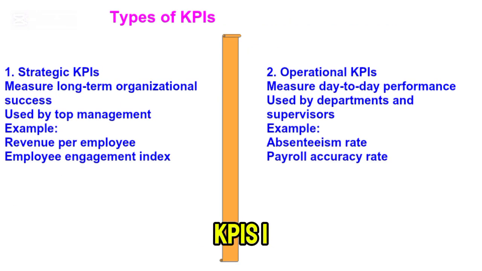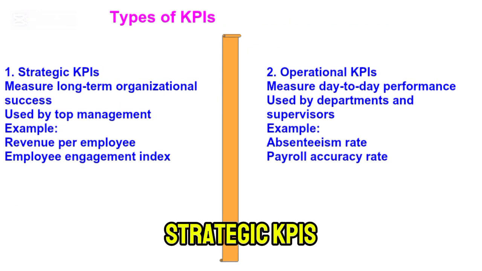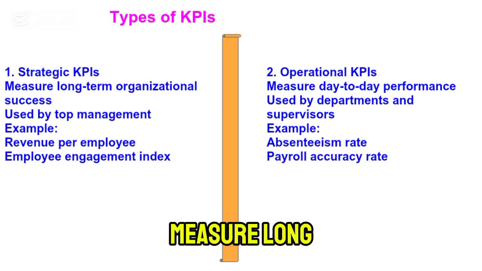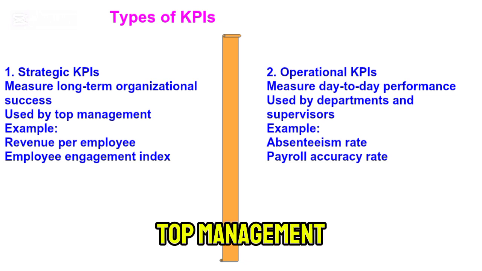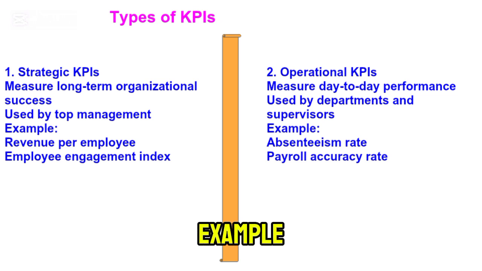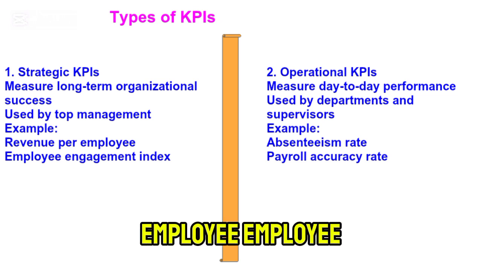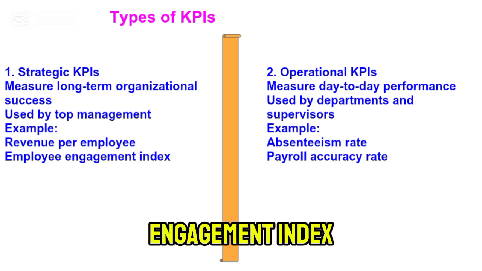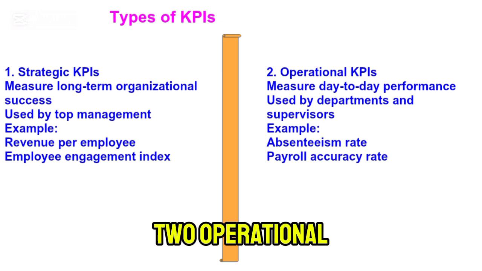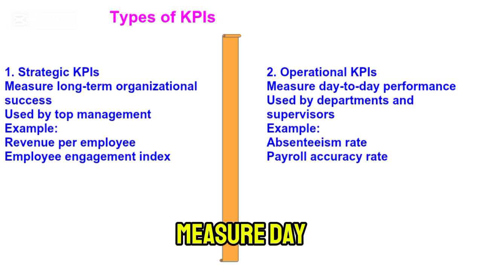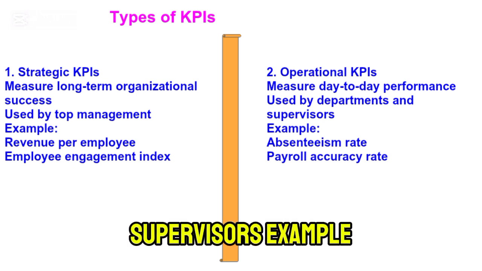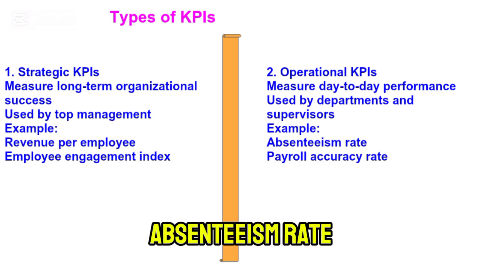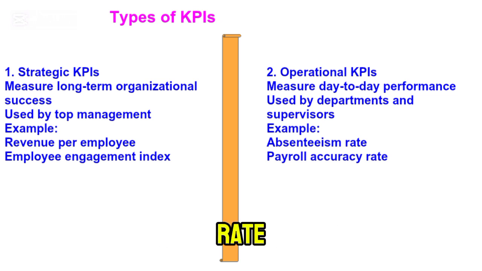Types of KPIs. 1. Strategic KPIs. Measure long-term organizational success. Used by top management. Example: revenue per employee, Employee Engagement Index. 2. Operational KPIs. Measure day-to-day performance. Used by departments and supervisors. Example: absenteeism rate, payroll accuracy rate.